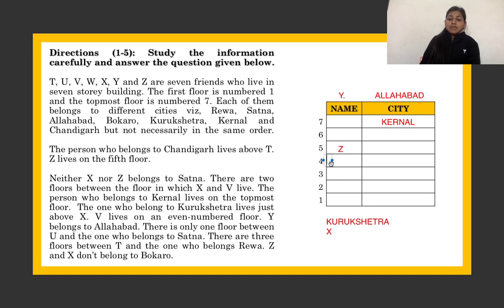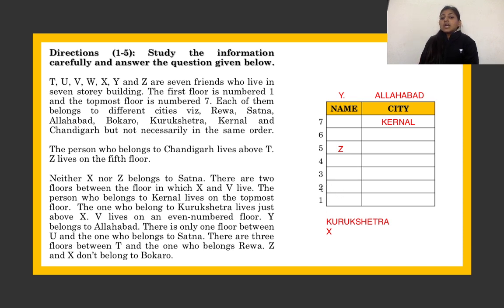We'll check V by putting V on the 4th floor. If we put V on the 4th, then X can be on 7th or 1. But if X is on 7th, then this will be violated. So X can't be on 7th. X can be on 1st then. So X is here and Kurukshetra can be here. And then you have to check with other things. Everything should satisfy. Okay. U and Satna should be one gap apart and all those things. Everything should satisfy. If it does not, you will move on to the next.